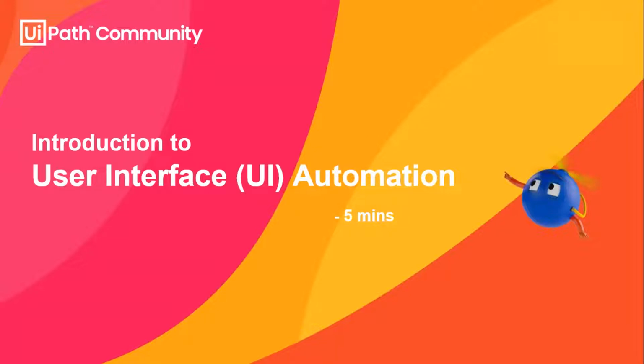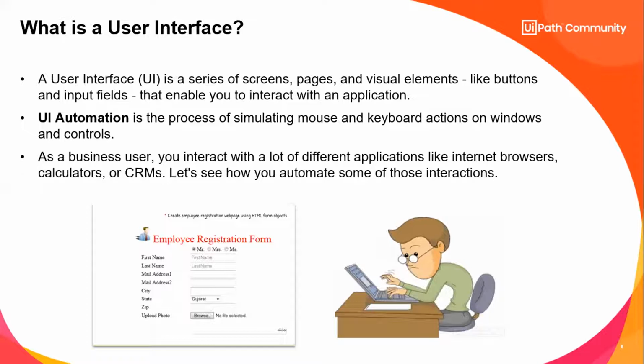So with that, now let's start with today's session, which is user interface automation. We are now hearing this term user interface, so let's quickly see what this term actually means and what UI automation is. A user interface is a series of screens, pages, and visual elements like buttons and input fields that enable you to interact with an application.